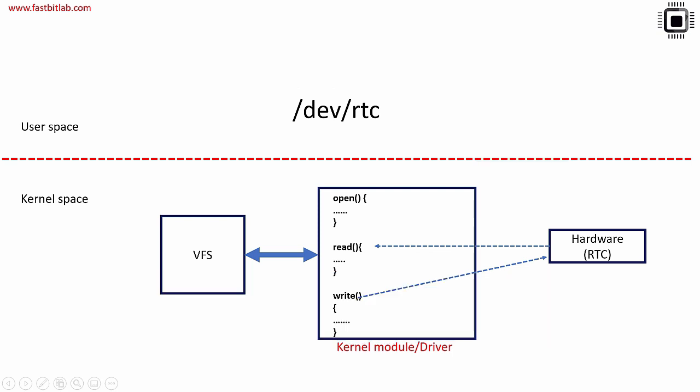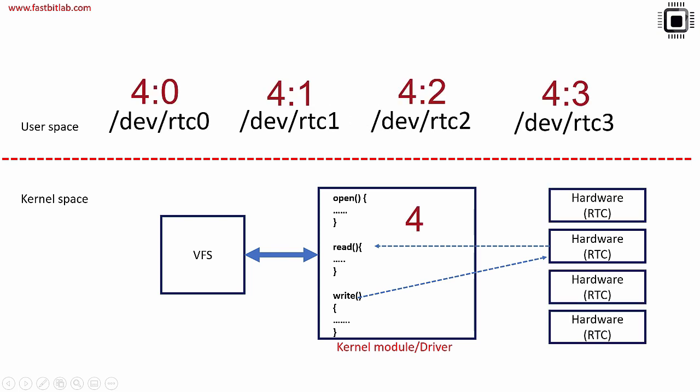Let's assign a number to this driver, let's say 4, and also to this device file, let's say 4:0. So here 4 denotes the number of the driver which should be used to connect this device file access to the driver's methods. And 0 here is a device instance. There could be multiple device files, all handled by the same driver. For example, there could be 4 RTC devices, all handled by a single RTC driver.